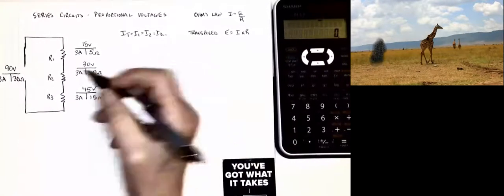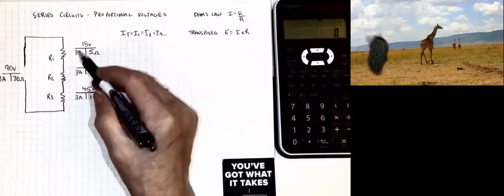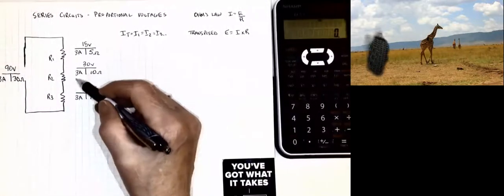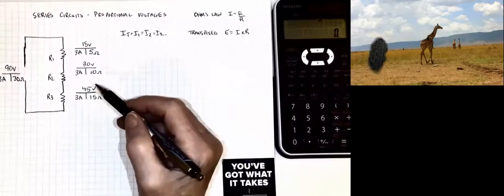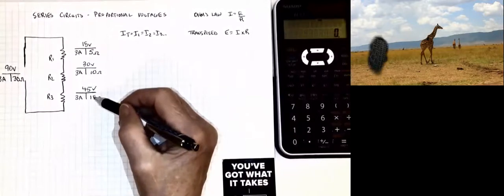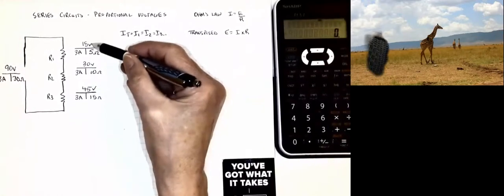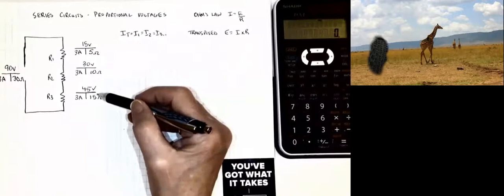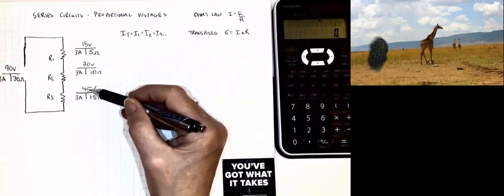So since I is equal throughout this circuit, the value of the current is the same at each resistor. So if the value of R in any one of these resistors goes up, then the value of E also goes up. And we saw that here. So a 5 ohm resistor is 15 volts, where a 15 ohm resistor is 3 times as much, or 45 volts.